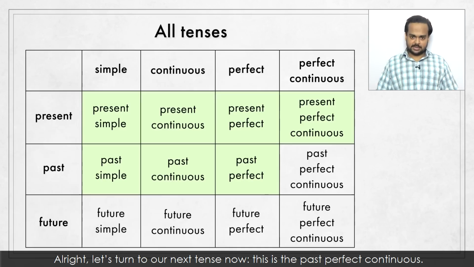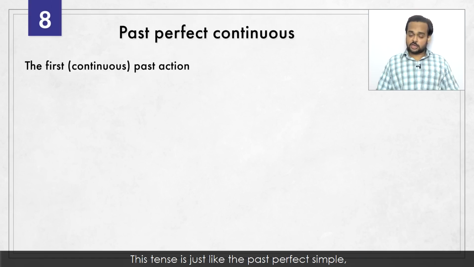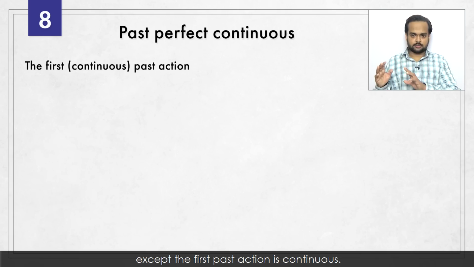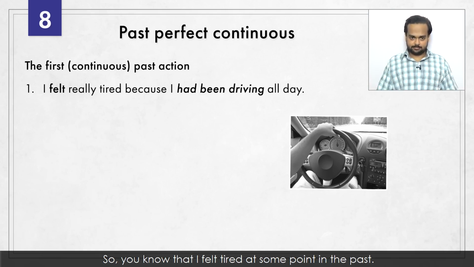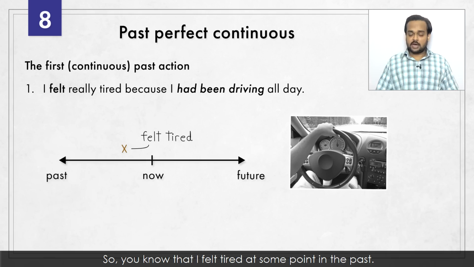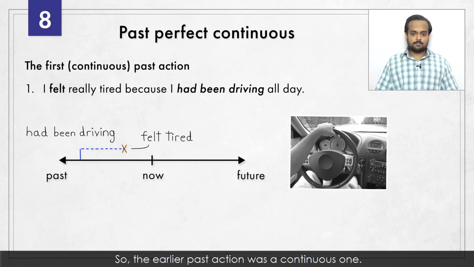Alright, let's turn to our next tense now. This is the past perfect continuous. This tense is just like the past perfect simple, except that the first past action is continuous. For example, I felt really tired because I had been driving all day. So you know that I felt tired at some point in the past. And that was because before that, I had been driving that entire day. So the earlier past action was a continuous one.